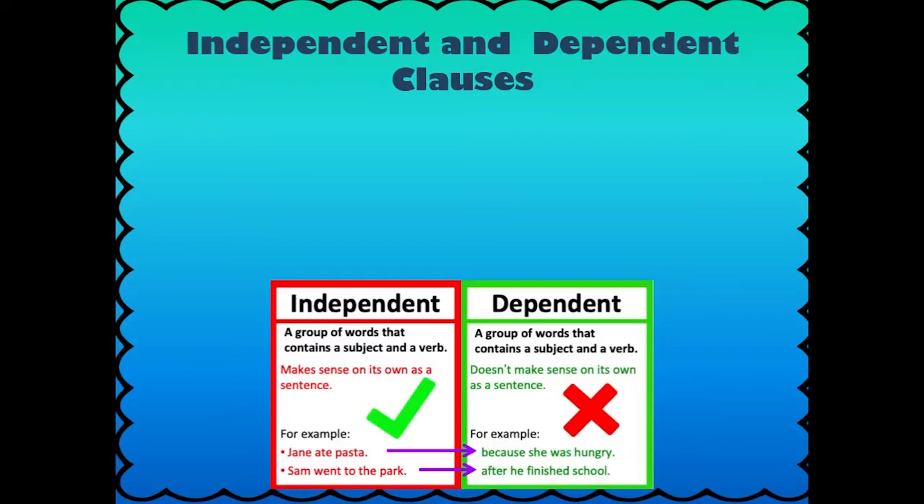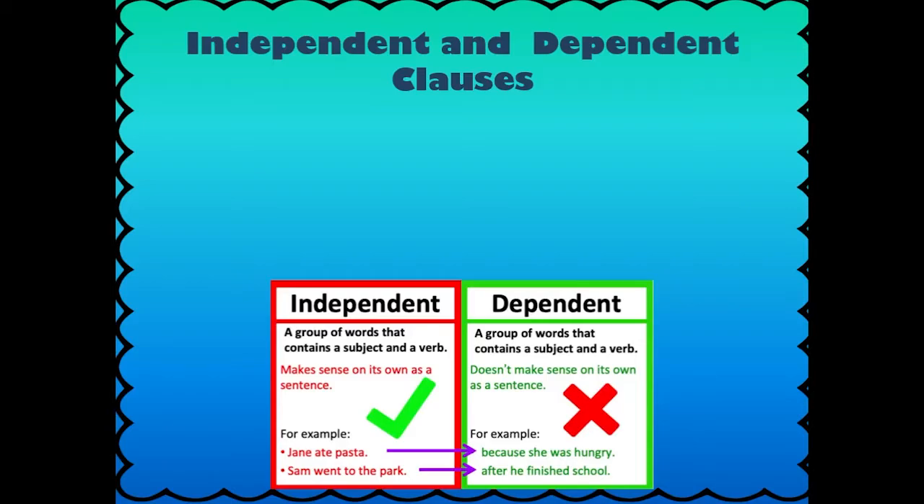Now, independent and dependent clauses. What are independent and dependent clauses? Well, independent is a group of words that contains a subject and a verb, and it makes sense on its own as a sentence. Just like an independent person doesn't need anybody else, an independent clause does not need any other words or sentences to make sense. It can stand on its own.